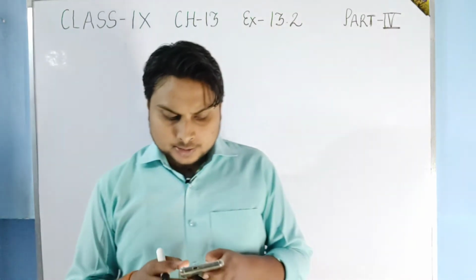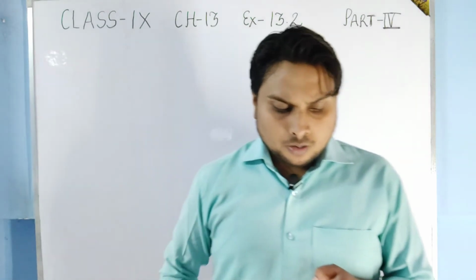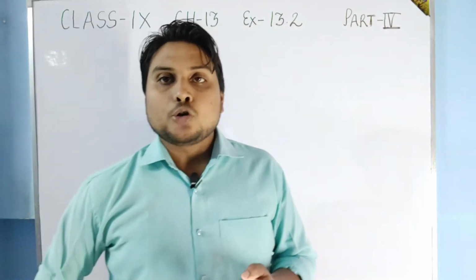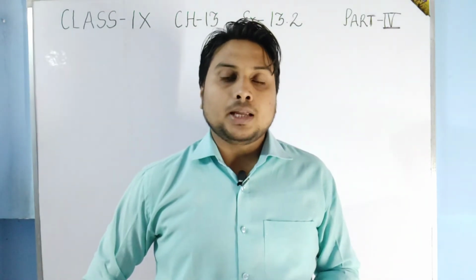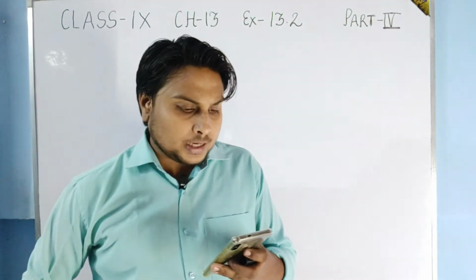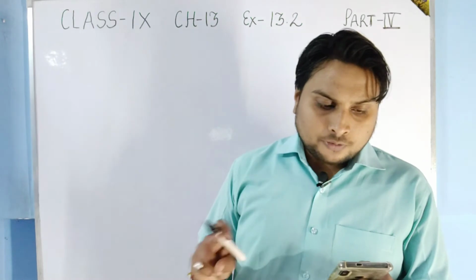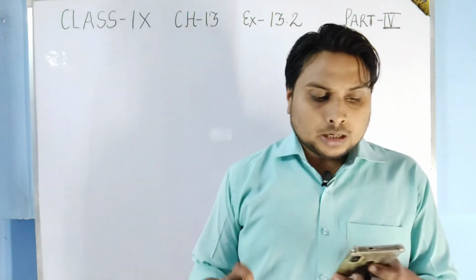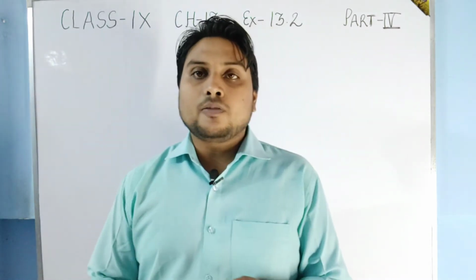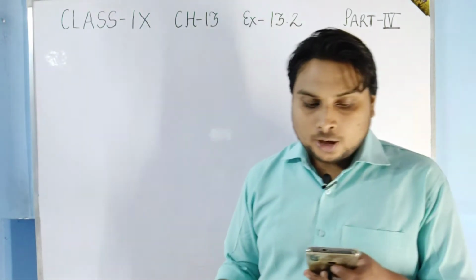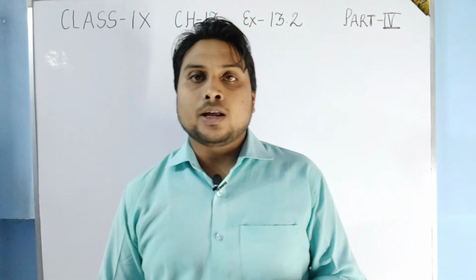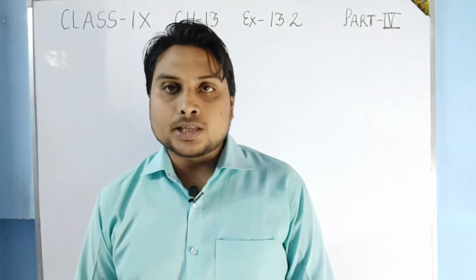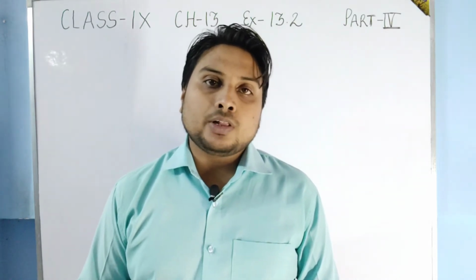So depth you can assume as h. You have to find the inner curved surface area, which means you only have to apply the formula 2 pi r h. The second question is the cost of plastering this curved surface area at the rate of rupees 40 per meter square. So whatever result you get for the curved surface area, you will multiply it with 40.